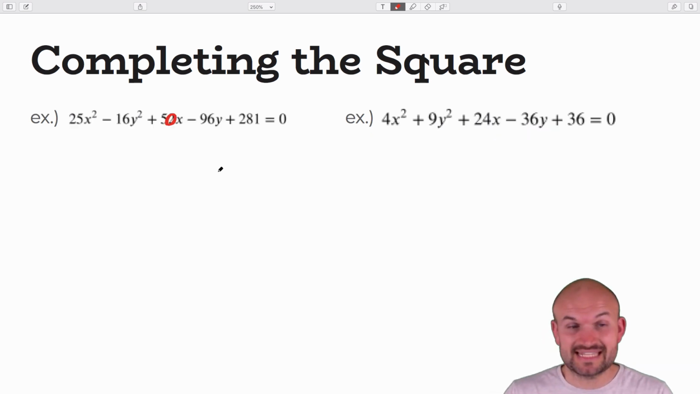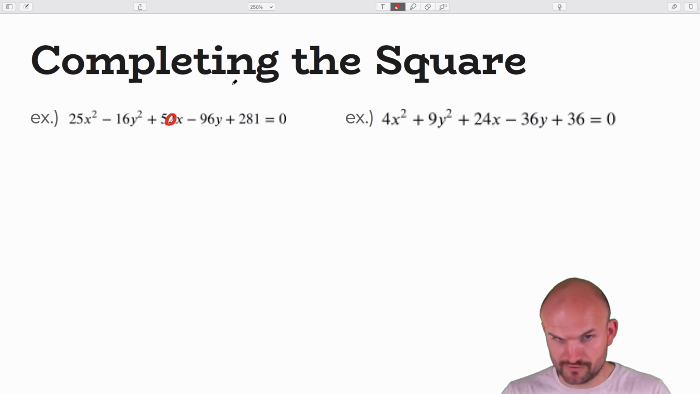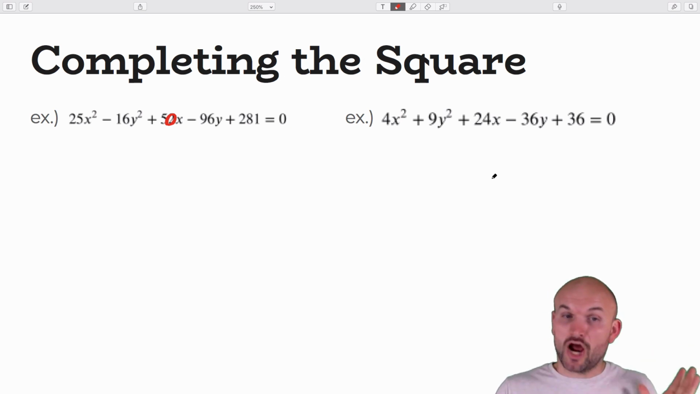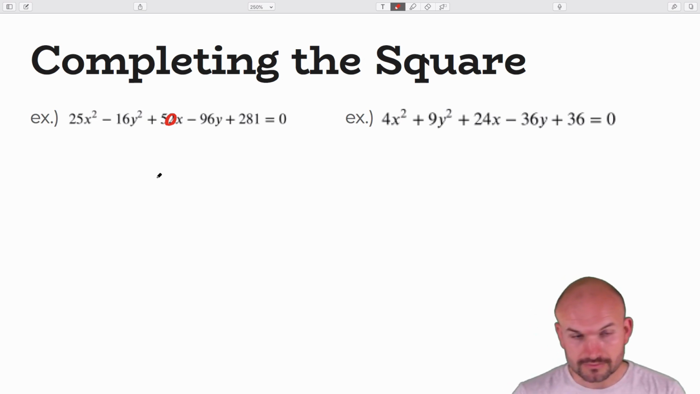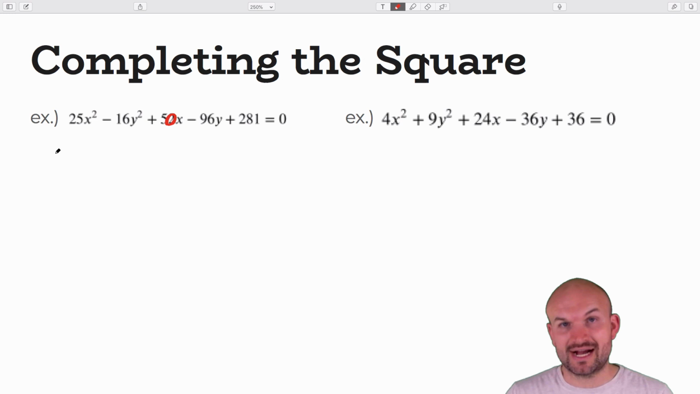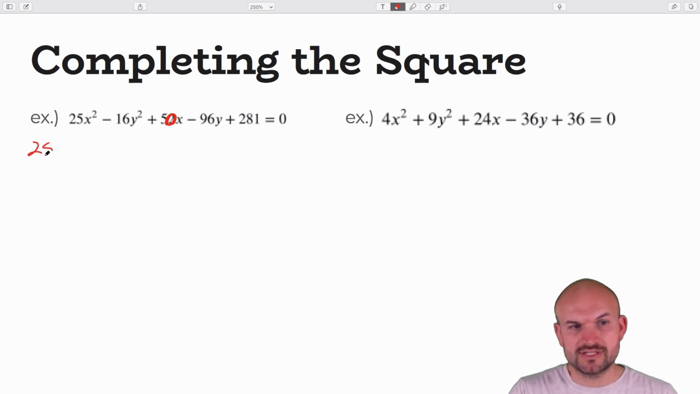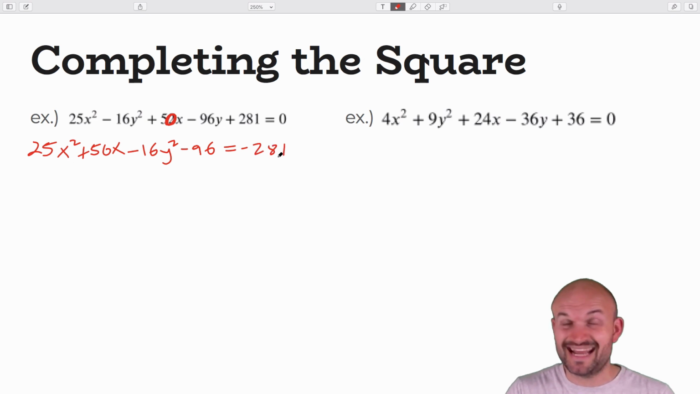Okay, so for the last set of examples, you can see that these look a lot more confusing. But again, if we just follow the same process that we did before, you can see that these are not out of our reach. But yes, they are a little bit more confusing than the problems that we just did. The first thing we're going to want to do is, again, organize our x's and our y's, or at least combine our x's and our y's. So in this case, I'll have a 25x squared plus a 50x minus a 16y squared minus a 96y plus a 281, which I'm going to set to the other side. So that's going to be a negative 281.